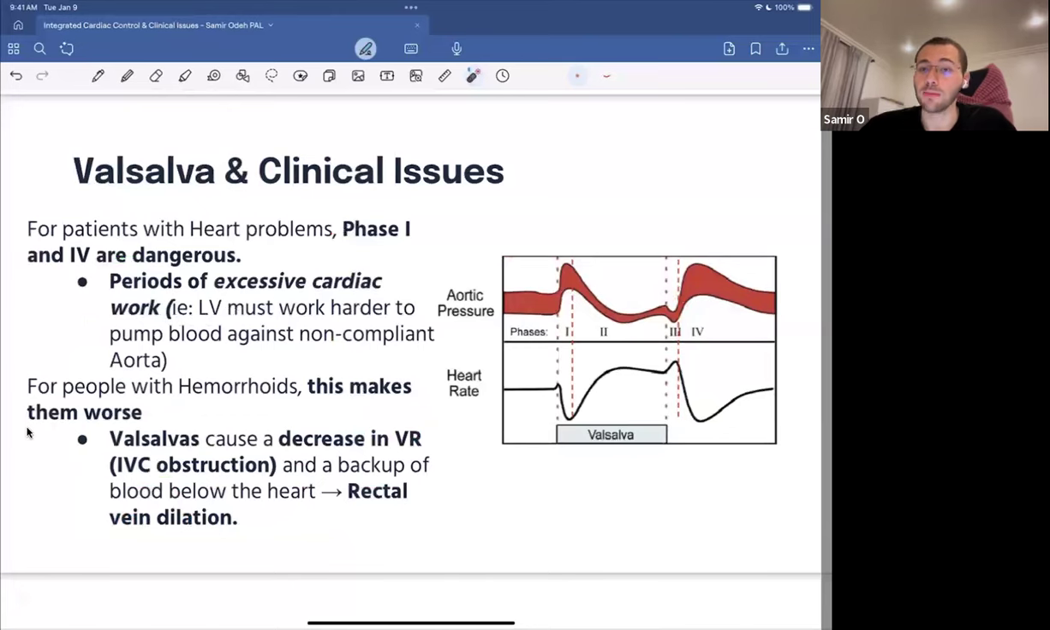Exactly. So for patients with heart problems, phases 1 and 4 are dangerous because the aortic pressure is extremely high, and someone with a dysfunctional heart is essentially going to have to work so much harder to pump blood through these vessels.